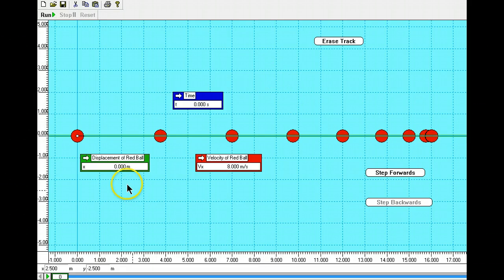and then we're going to go ahead and collect data. Again, we're going to collect displacement data off of the green and the velocity data off the red for each half a second here. Okay, so at our initial point, 0 time, we're at 0 meters and 8 meters per second, so we're already in motion.